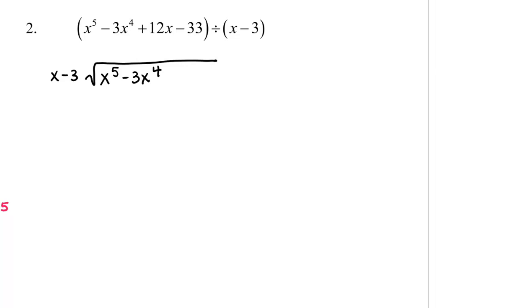Notice that there is no x cubed term, so I'll add in a placeholder of 0x cubed. There's also no x squared term, so I'll add in another placeholder of 0x squared. There is an x term of 12x and a constant term of negative 33. So now we're ready to begin the division, looking at the leading terms.